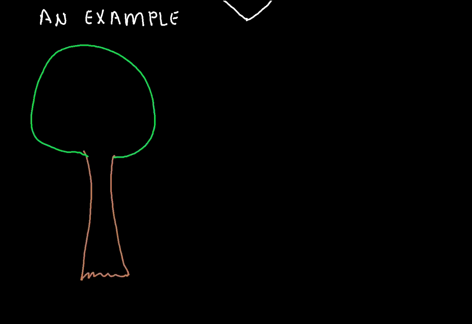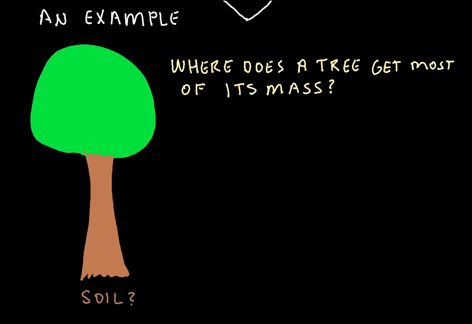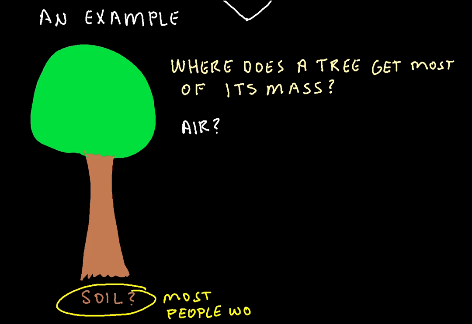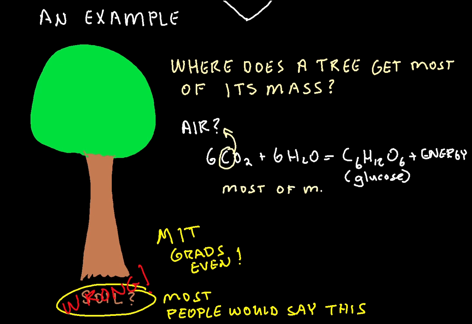But first, let's consider a question and look at an example. So where does most of the mass come from in a tree? The soil or the air? If your answer was the soil, you'd be in agreement with most people. A study of MIT science graduates confirmed this answer, except it's false. The answer is that most of the mass of a tree, the carbon atoms, come from the carbon dioxide the plant absorbs from the atmosphere during photosynthesis.